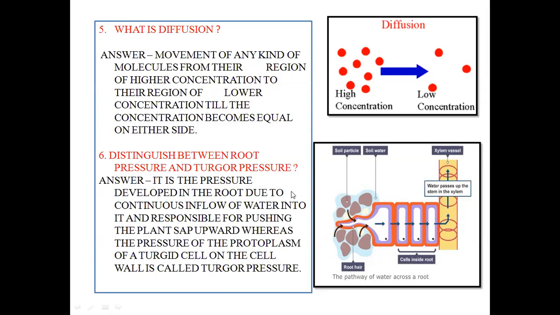Turgor pressure is something which is built within a particular cell. When the cell is filled up with water, when the cell is in its turgid condition, that time the swollen protoplasm pressurizes the cell wall outside. And this outward pressure of the protoplasm on the cell wall is known as turgor pressure. That means root pressure is a pressure that is built up within the entire root cells, whereas turgor pressure is a pressure which is built up within a particular turgid cell. So this is the basic difference.